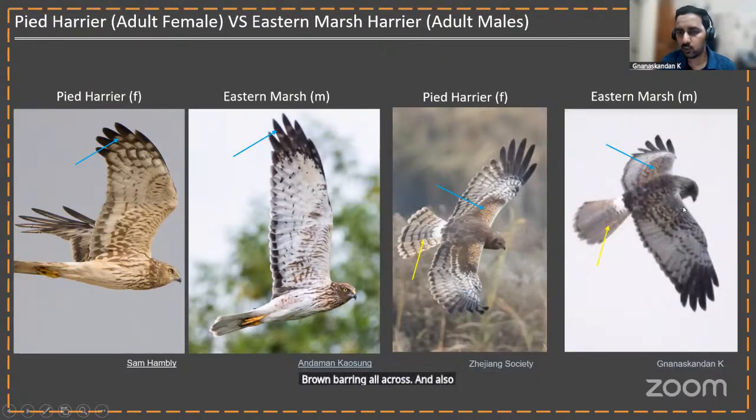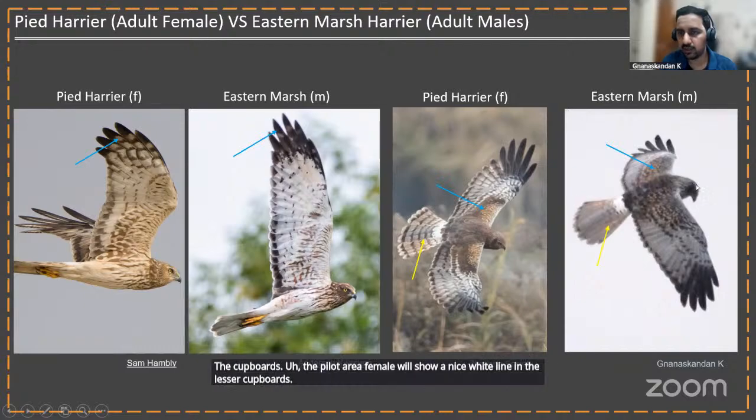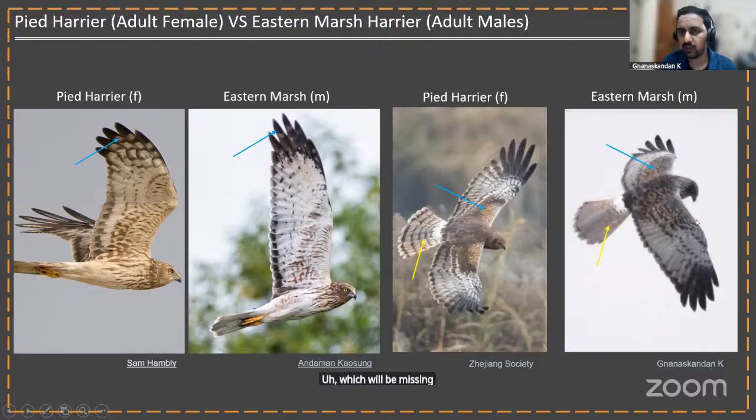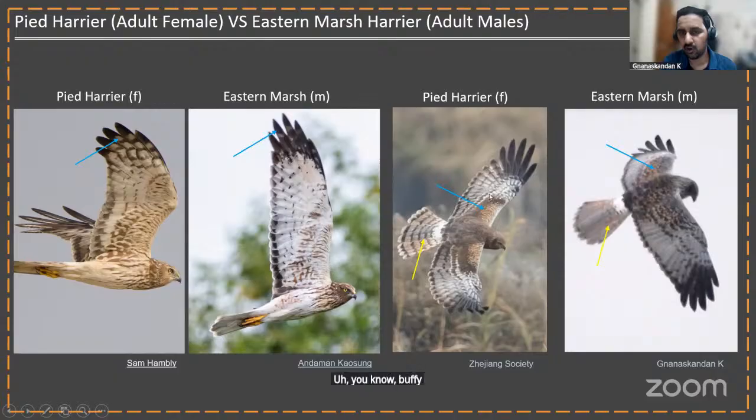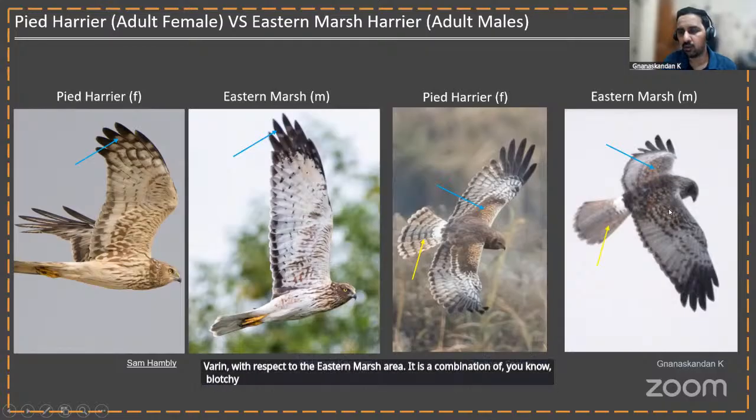And also with respect to the coverts, the Pied Harrier female will show a nice white line in the lesser coverts, which will be missing in most of the Eastern Marsh Harriers, and which is followed by a pale or buffy patch of lesser and medium coverts. Wherein with respect to the Eastern Marsh Harrier, it is a combination of blotchy black, white, and also buffy spottings all across.